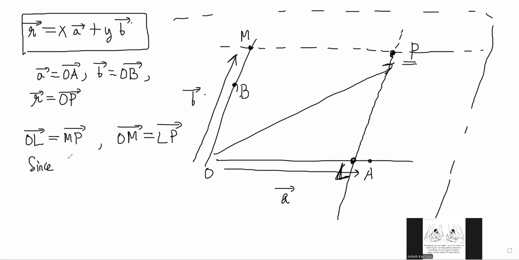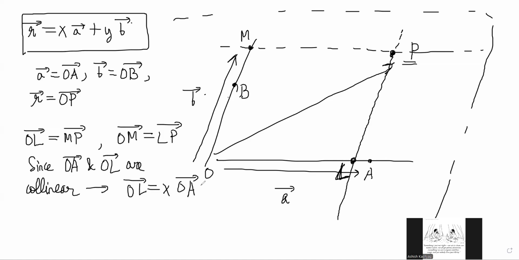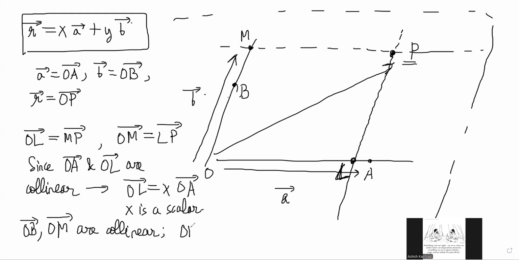Now, since OA and OL are collinear, you can see clearly that OA and OL vector are collinear. We can write OL vector as x times OA vector, where x is a scalar, right? And similarly, OB and OM are collinear. So therefore, we can write OM as y times OB, where y is also a scalar.